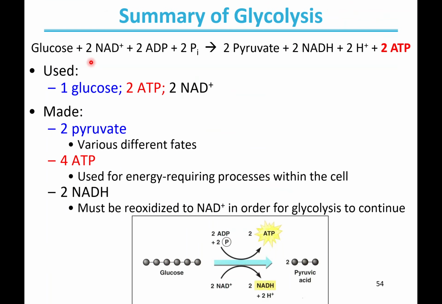Oh, sorry. So the net reaction for glycolysis is 1 molecule of glucose plus 2 NAD pluses plus 2 ADPs plus 2 inorganic phosphates going to 2 pyruvate plus 2 NADH plus 2 protons plus 2 ATPs. So in terms of energy, directly from glycolysis, you're making 2 ATPs. You're also making 2 NADHs, which then can be used to make even more ATP in the electron transport chain.